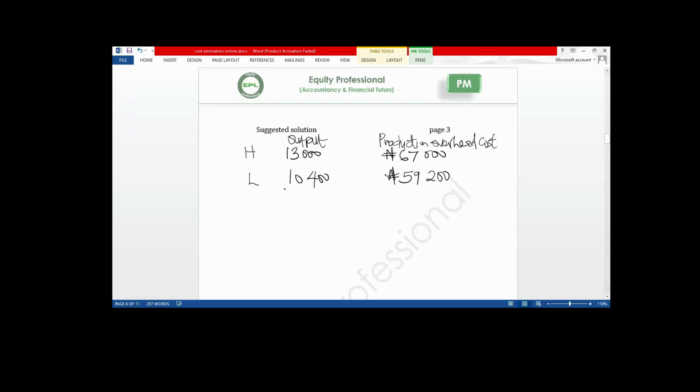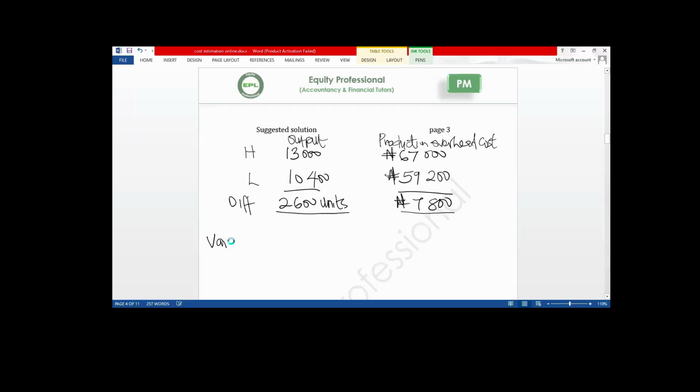Now look for the differences in cost, differences in units. That's 2,600. This is 2,600 units. That's 7,800. This is 7,800 naira. Now calculate your variable overhead rate per unit. Remember, we are dealing with overhead cost.